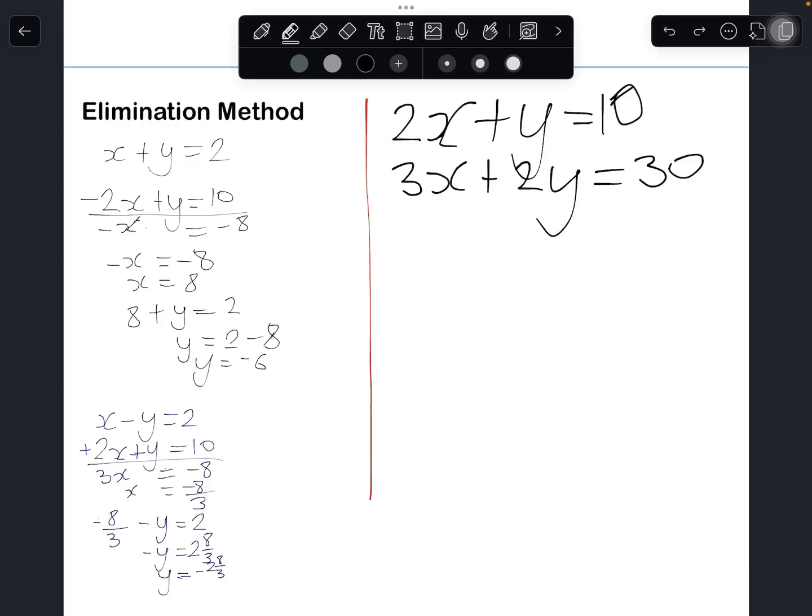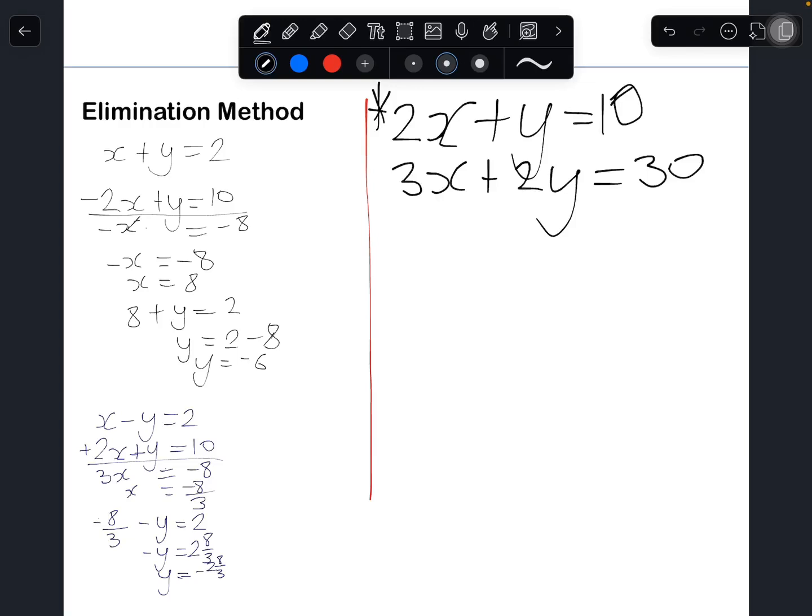When you're doing the elimination method, we're trying to eliminate one of the variables. So what you need to do instead is rewrite one of the equations. So let's take this one, and we're going to rewrite it. We're going to try and make the y's look the same, and how we'll do that is if we multiply every term by 2.